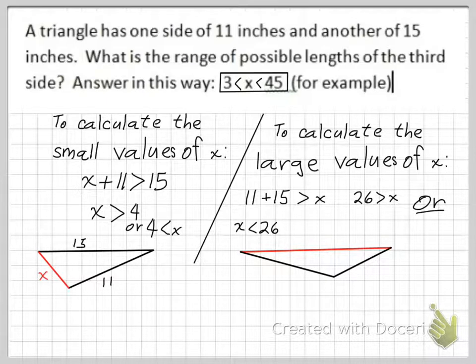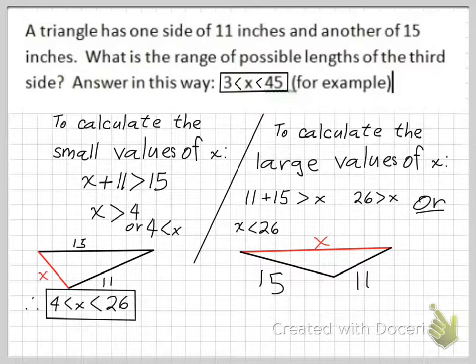This would be your 11, this would be your 15, and this would be your x. So in this case, again, the 15 and the 11 have to join forces because x is the greatest value, or x is the schoolyard bully. So 11 plus 15 has to be greater than x. That turns into x is less than 26, and it has to be greater than 4. So the way you can combine those two concepts at the same time is: therefore, 4 is less than x is less than 26.